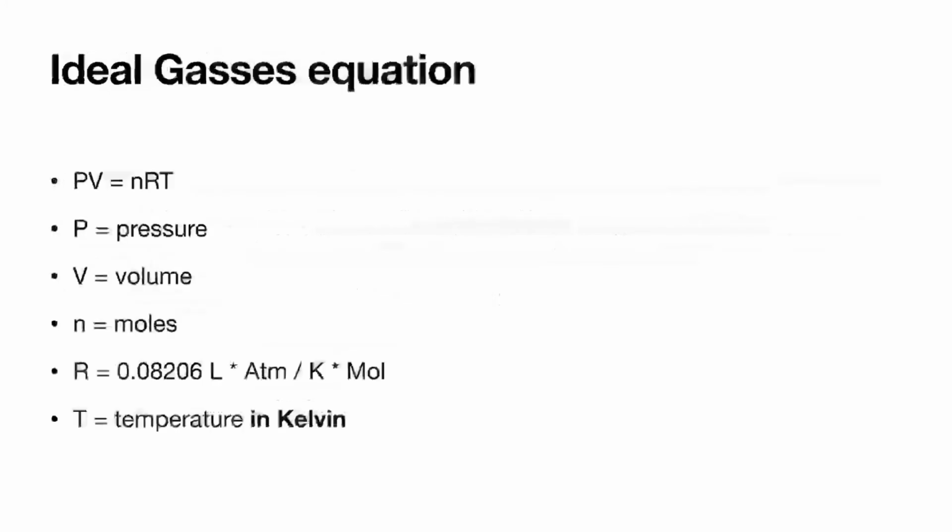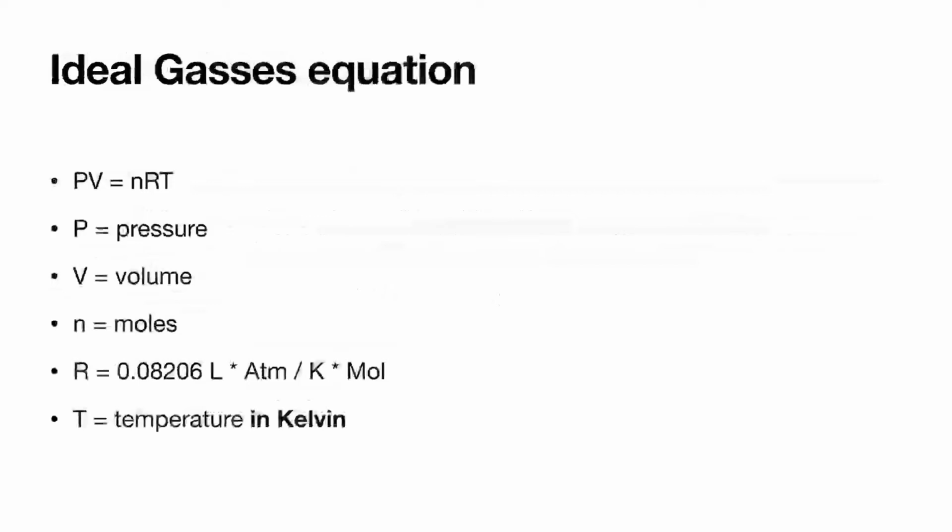So now let's go over the ideal gas equation. This is the general equation where you can find pressure, volume, moles, or temperature. And the equation is pressure times volume equals moles times R constant times temperature. So P stands for pressure, V stands for volume, lowercase n is what stands for moles in the gas laws, and then R is a constant specifically for this ideal gas equation.